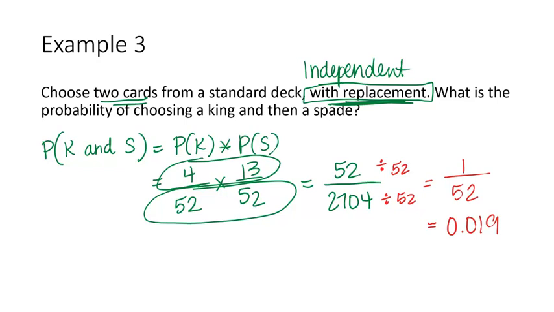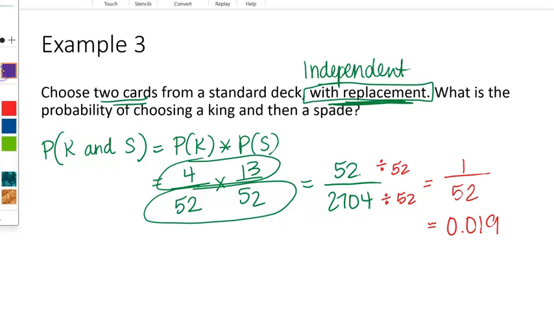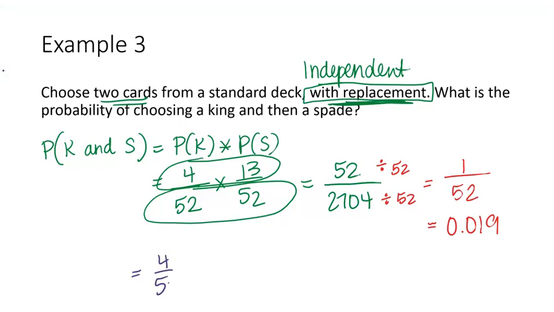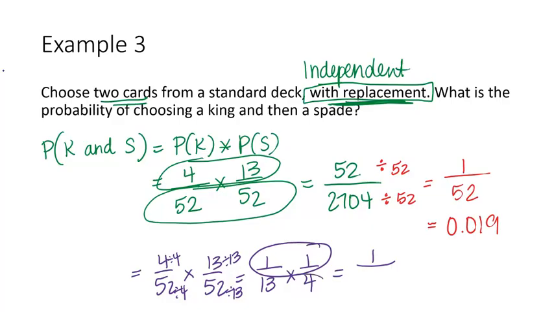The other thing you could have done, if you're comfortable with reducing your fractions ahead of time, remember cards often reduce. 4 out of 52 can reduce by dividing 4 out of both, giving me 1 out of 13. 13 and 52 can reduce by 13, giving me 1 out of 4. 1 times 1 is 1. 13 times 4 is 52. So either way, we get the same result.